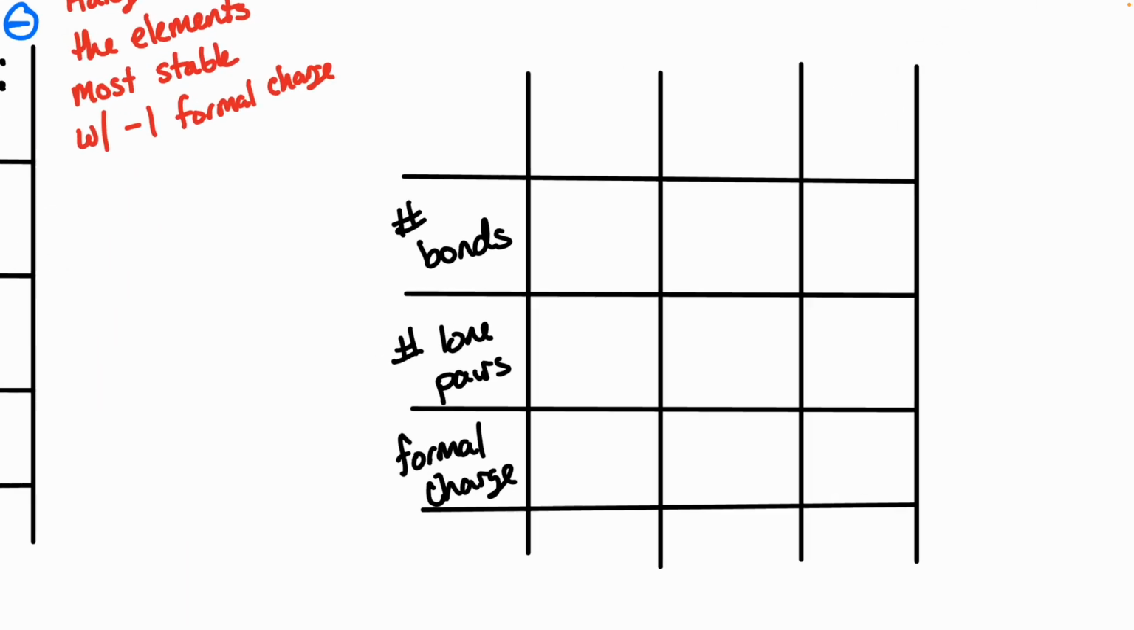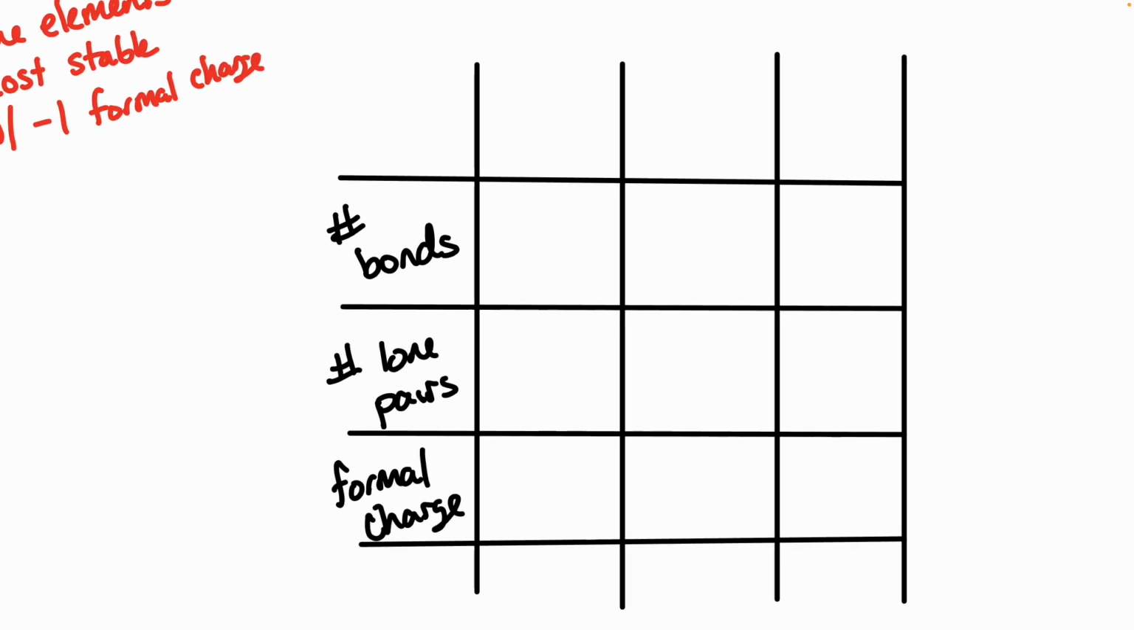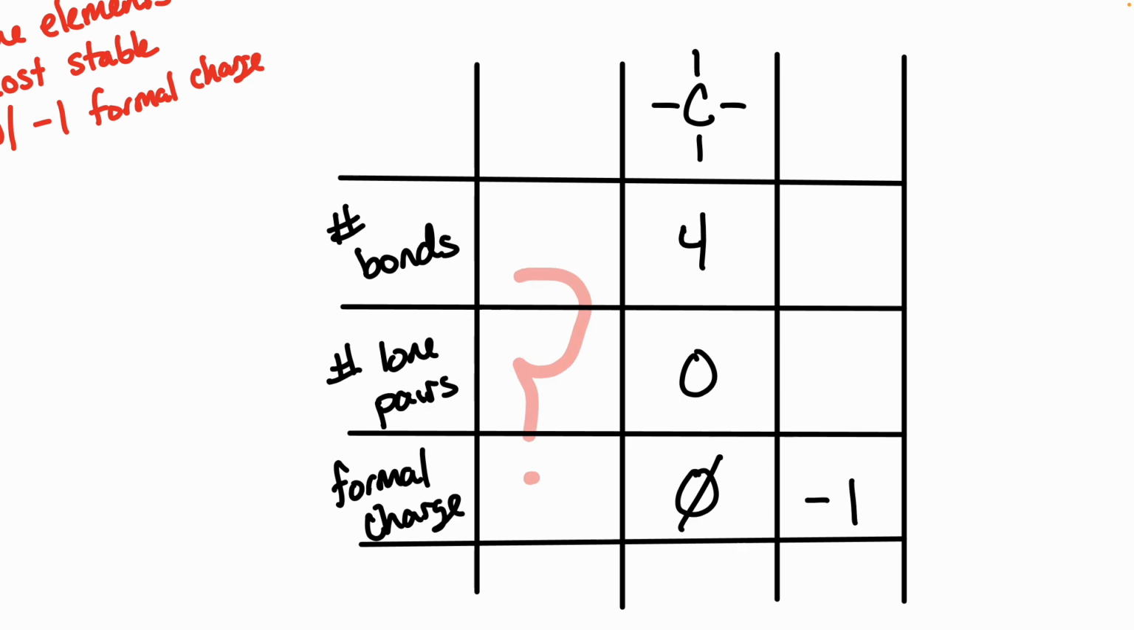All right, and so lastly, we've got to do carbon, because of course this is an organic chemistry course. Carbon likes to have 4 bonds and 0 lone pairs, meaning it has a formal charge of 0. Okay. Everybody take a second and fill in the formal charge of -1 column. We're going to do the positive column together here. This one's a little weird.